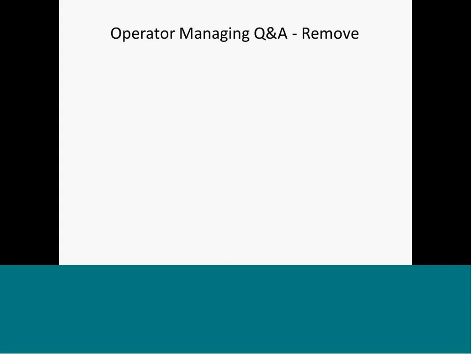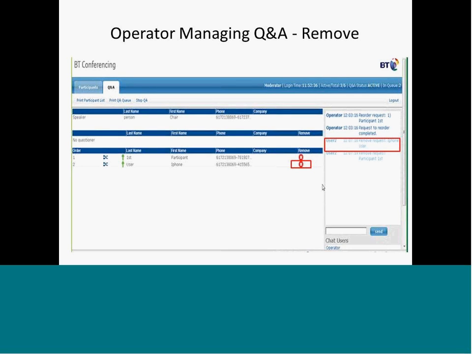Let's look at a request to remove participants from the Q&A queue. The user will select the red icon on their screen, and an automatic text message is sent to the BT operator. The BT operator will click on the icon on their screen to remove the participant from the Q&A queue, and users also see a change on their screen. An automatic text message is sent to the end user. It's recommended the operator sends a chat message such as participant XYZ has been removed from the Q&A queue.